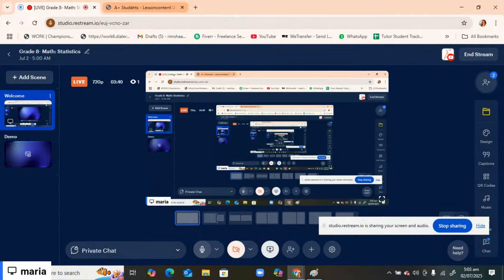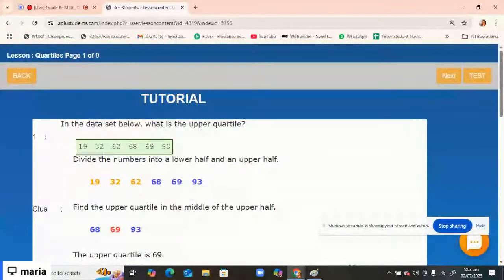So, quartiles. In the data set below, what is the upper quartile? Okay, so here we are going to find the lower quartile and upper quartile. First of all, we check all the numbers and arrange them, and then we can see the lower half and upper half. Lower half means the left side numbers and the upper half means the right side numbers. So what are the upper quartile numbers? We are taking the upper half because they are asking us to find the upper quartile.